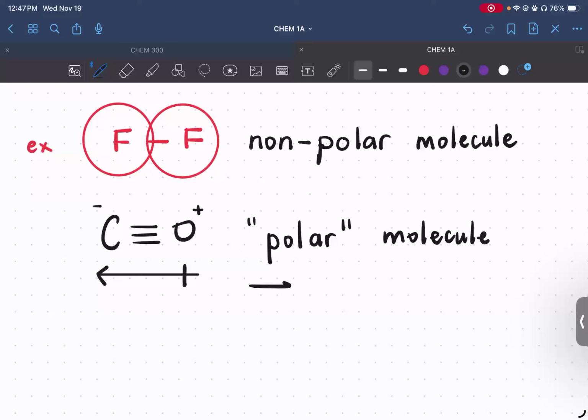And a polar molecule has what's known as a dipole. And when I say dipole, I mean there is a very clear positive, there is a very clear negative end. There is a very clear north pole, there is a very clear south pole.